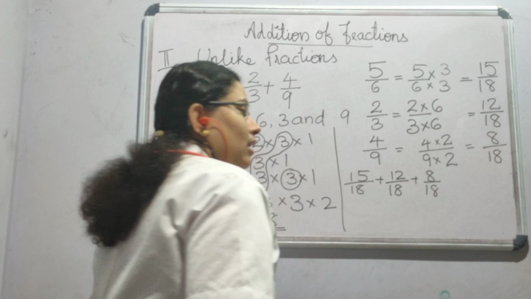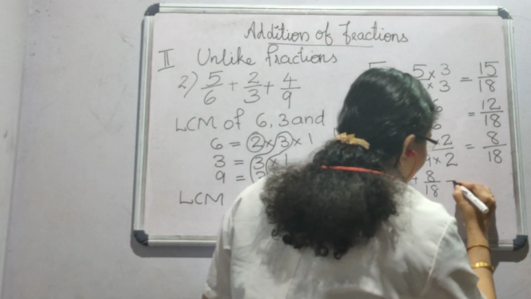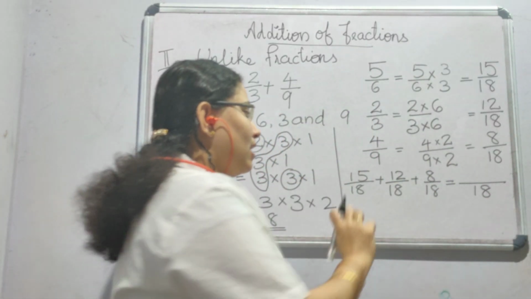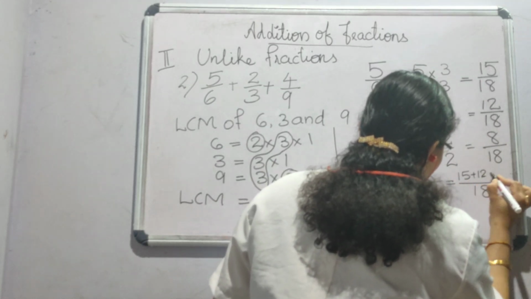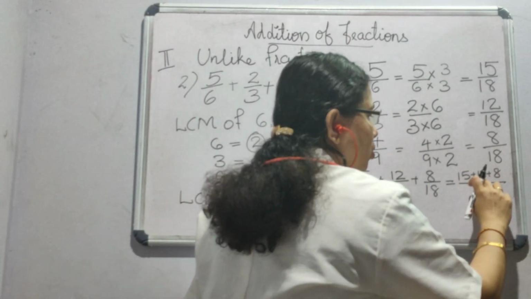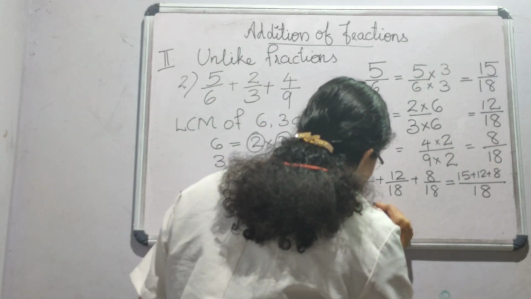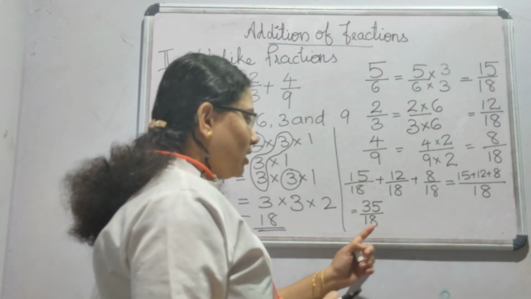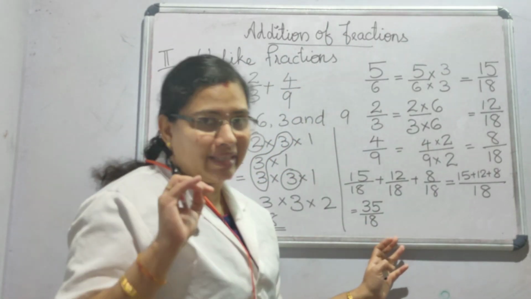Okay. Now it is easy. We have to write the denominator as it is. Now add the numerators. 15 plus 12 plus 8. 12 plus 8 is 20. 20 plus 15, that is equal to 35 by 18. I have got 35 by 18. I can convert this into a mixed fraction.